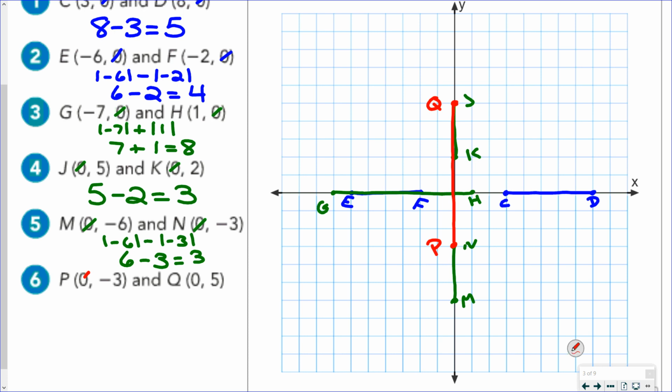X coordinates are the same. Y coordinates are different, so I add their absolute values. So 5 plus absolute value of -3, which would be 5 plus 3 equals 8. And if you notice, I just put myself in the habit of putting the number that would have the largest absolute value first. That way I'm always in that habit whether I need to add or subtract.